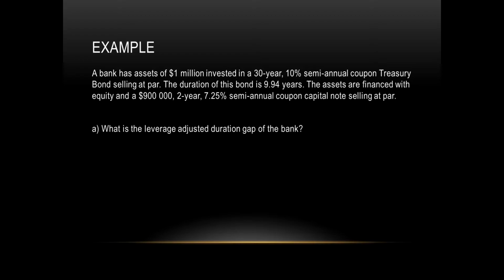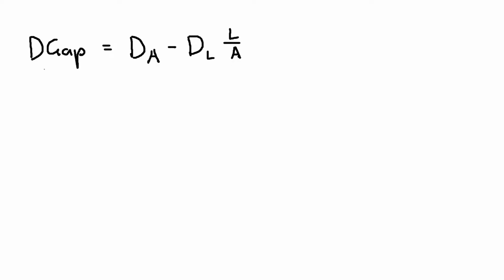The assets are financed with equity and a $900,000 2-year, 7.25% semi-annual coupon capital note selling at par. Part A. What is the leverage-adjusted duration gap of the bank? Now this question may seem a bit overwhelming at first since we've been given so much information, but let's just try to extract the relevant information we need for Part A.